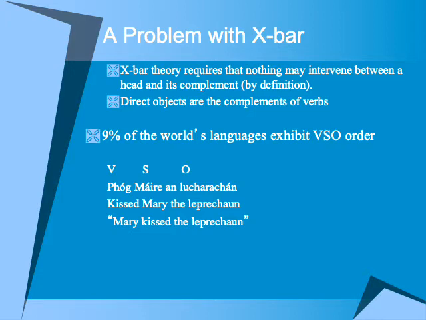That order is found in only about 9% of the world's languages, so it is really rare. However, there are languages that exhibit verb, subject, object order. For example, Irish is that kind of language. However, X-bar theory always wants a verb and an object next to each other. So X-bar theory cannot account for the fact that in Irish, a subject intervenes between a verb and an object, as shown here. So if we want to say Mary kissed the leprechaun in Irish, we have to have the word order, kissed Mary the leprechaun.